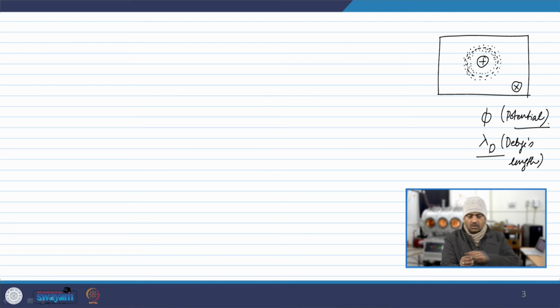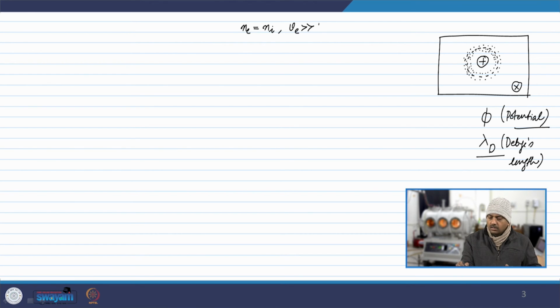Our assumptions so far are that the number of electrons is equal to the number of ions, the velocity of electron is much larger than the velocity of ion, and the mass of electron is much smaller than the mass of ion. We have these three things in place macroscopically, right. Now, let us consider the situation within the vicinity of this positive charge, or within the vicinity of the electron cloud. One thing very clear is that within this vicinity, the number of electrons is much larger than the number of ions, isn't it?